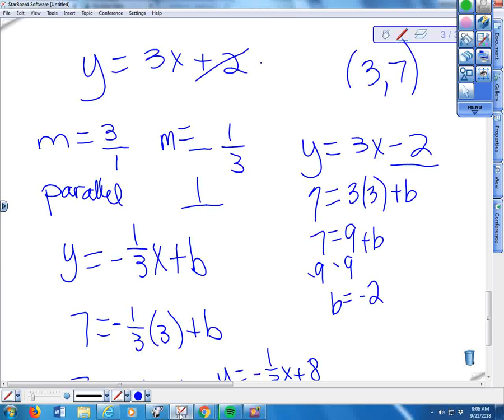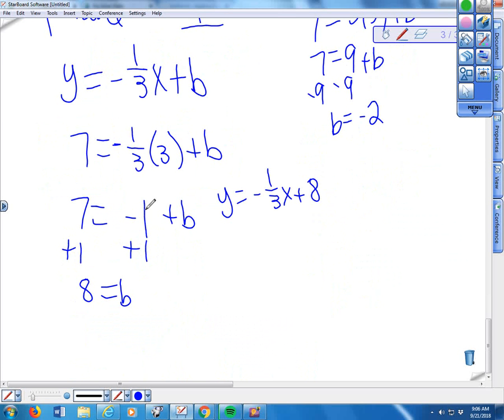And now type in our new equation, negative 1/3 x plus 8.